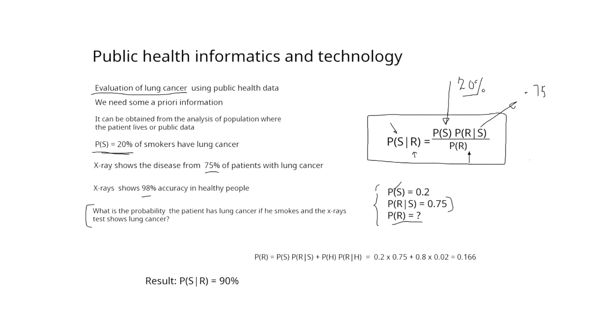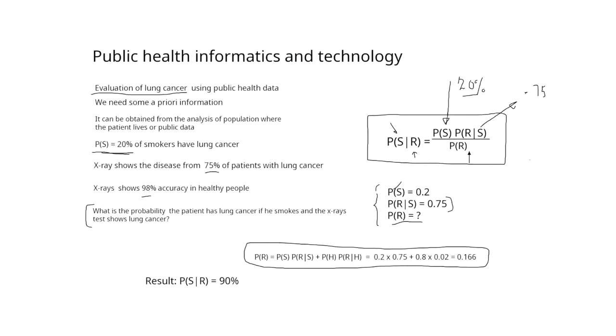P(R) we can estimate as a full probability, and I will also remind you what P(R) means. P(R) will be the probability 0.2 times 0.75, which is exactly the numerator, plus 0.8. What is 0.8? 0.8 are smokers who do not have lung cancer. We know from here, if 20% of smokers have lung cancer, 80% do not have lung cancer. That's what 0.8 is, because 80% is 0.8.